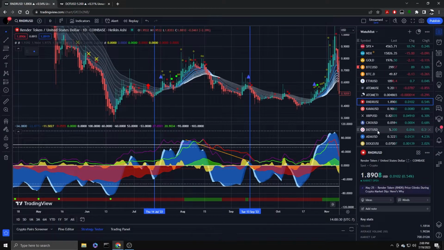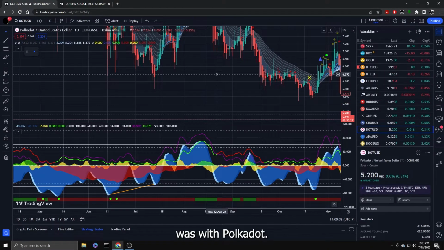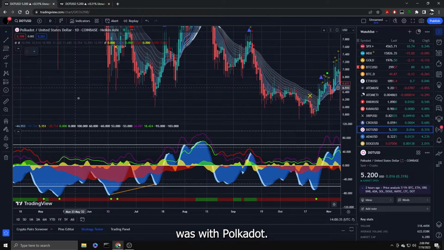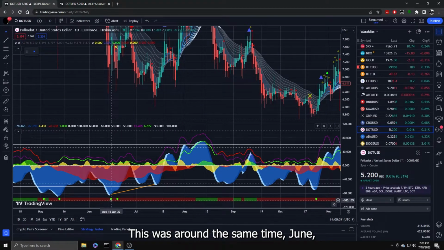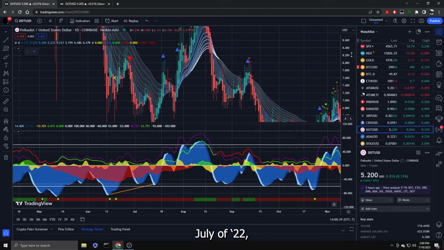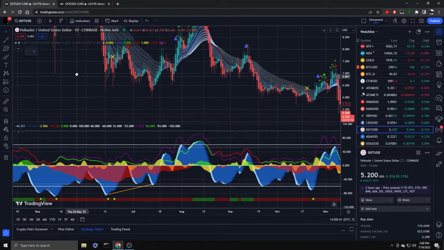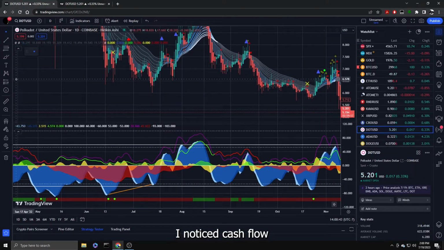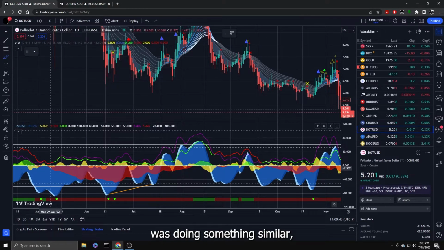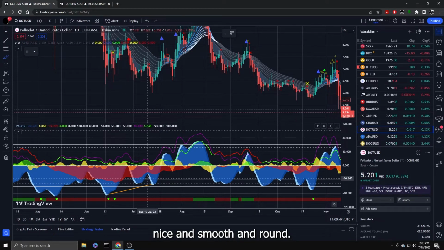Another example was with Polkadot. This was around the same time, June, July of '22. I noticed cash flow was doing something similar. Nice and smooth and round.